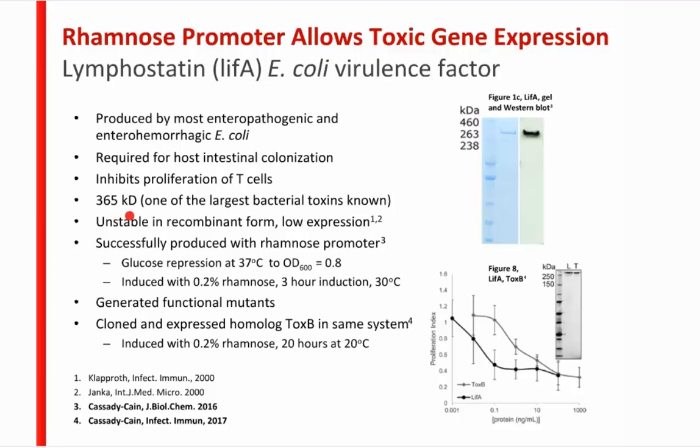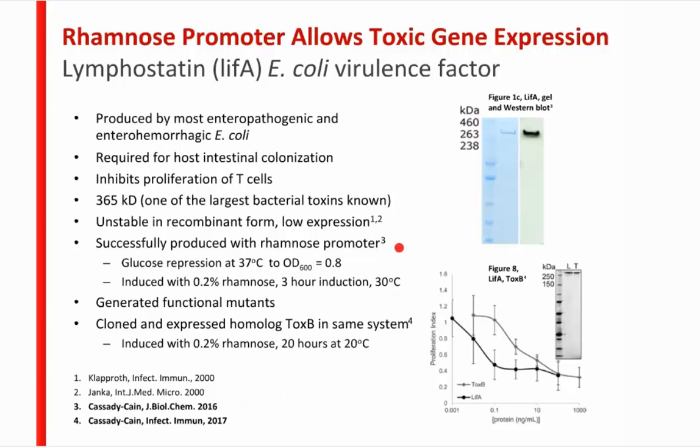There are previous literature references that indicate it is very unstable in its recombinant form. They were able to clone it into a cosmid or fosmid library, but they were not able to express it recombinantly. However, this team from the Roslin Institute in the UK, down here in references 3 and 4, were able to successfully clone and express it in the Rhamnose promoter system.